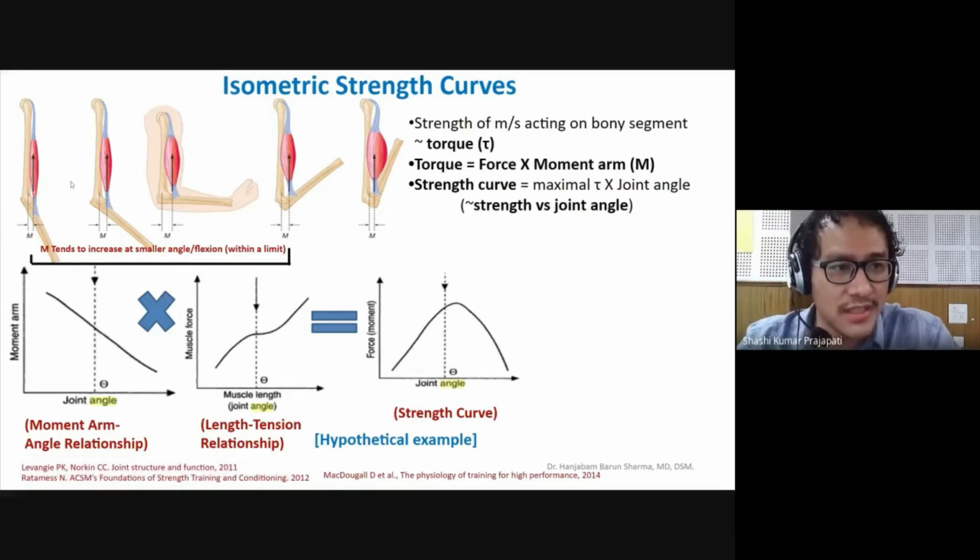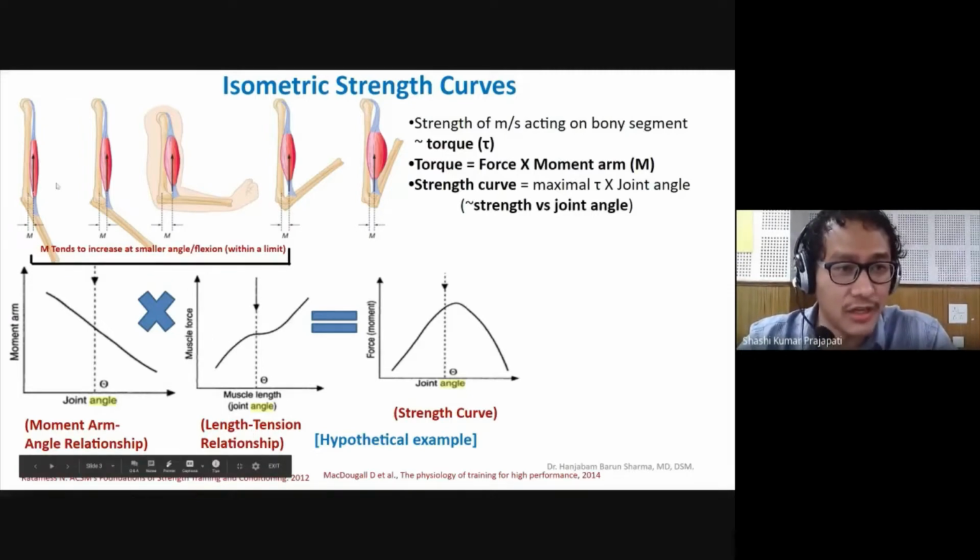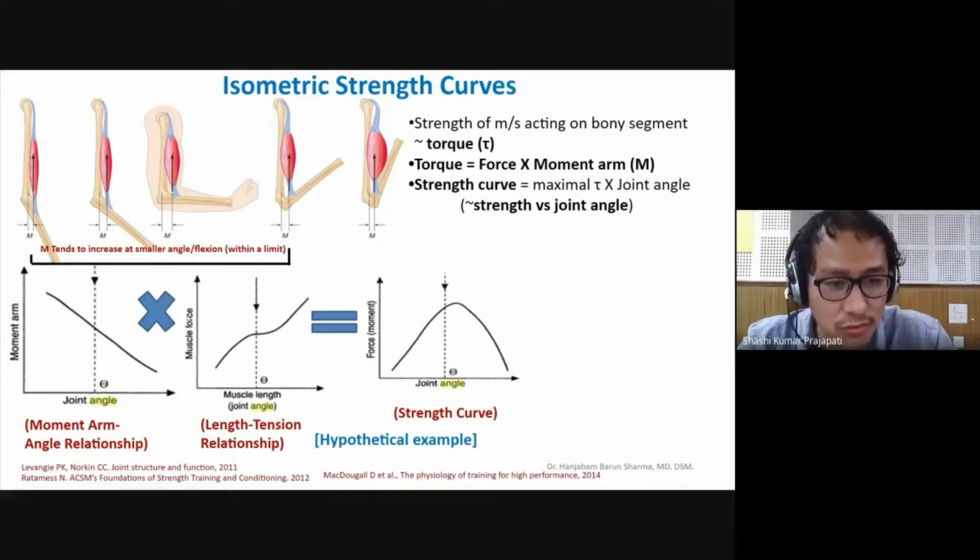But here we can see that the stretching of the muscle happens at extension. That means if we take an example of the classic length tension relationship, the force produced by the muscle should be opposite to this one.